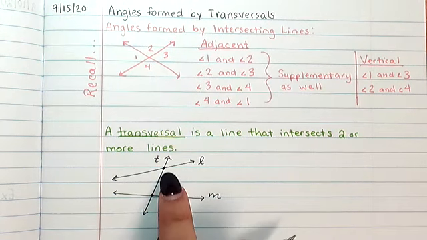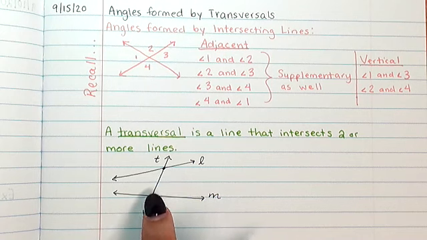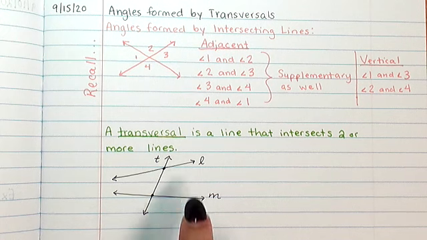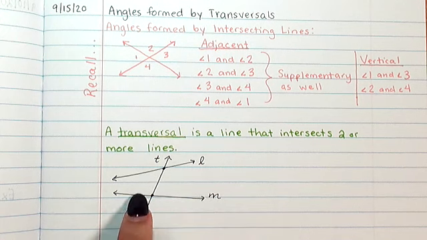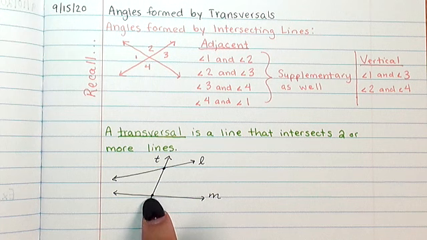So notice how T is intersecting both L and M. So T is our transversal, but L and M are only intersecting one line. So therefore, they are not called transversals.